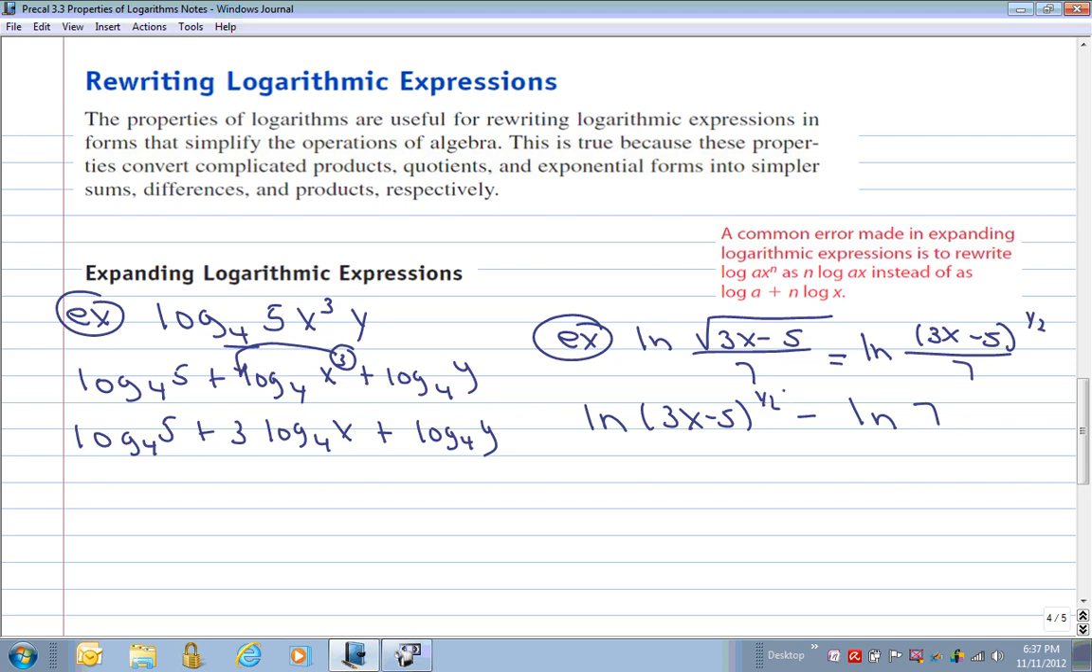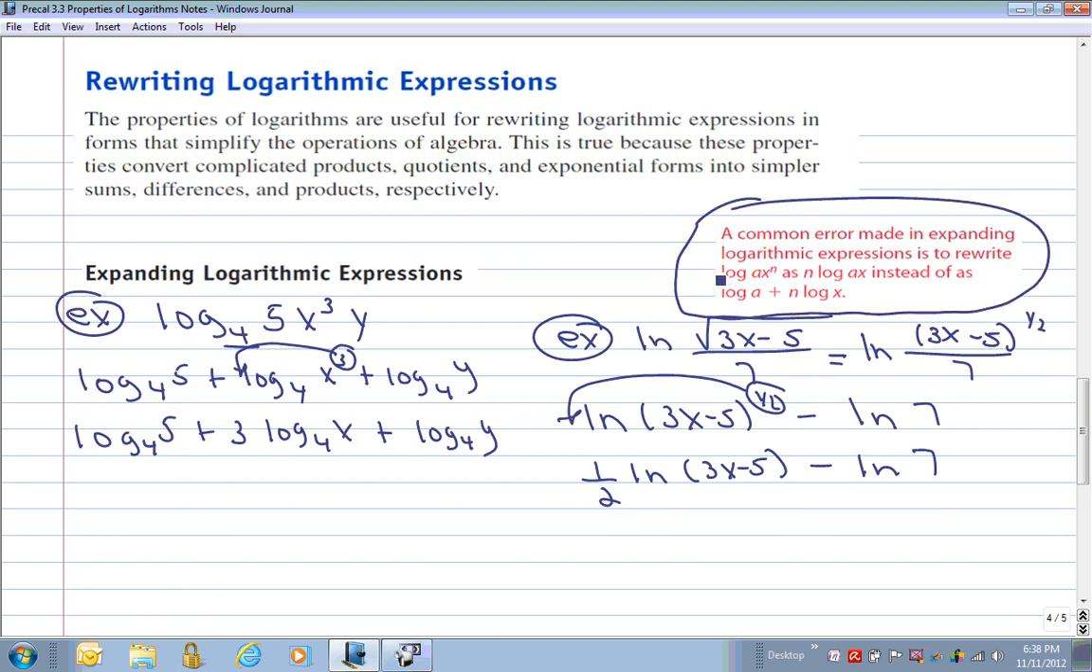Now we're going to take that half power, which is our power property, and move it to the front. So we would have 1/2 ln (3x minus 5) minus ln 7. And that's how we would expand. A little bit later on, we're going to use that expansion to solve things. Notice again, I have a little note here in red about a common error that's made when you expand logarithms.